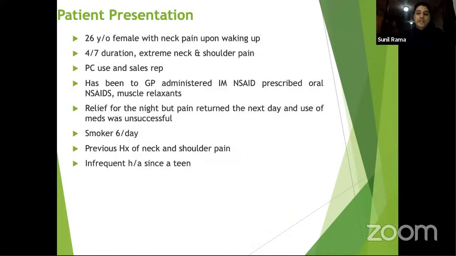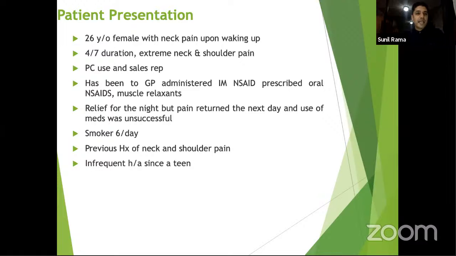So our patient presentation goes like this here. We've got a 26-year-old female who presented to the practice with neck pain upon waking up. A very frequent presentation, I'm sure. 4 days duration, extreme neck and shoulder pain. The patient uses the PC on a daily basis, and she's a sales rep. She has been to a GP, administered an intramuscular injection, prescribed oral NSAIDs and muscle relaxants.